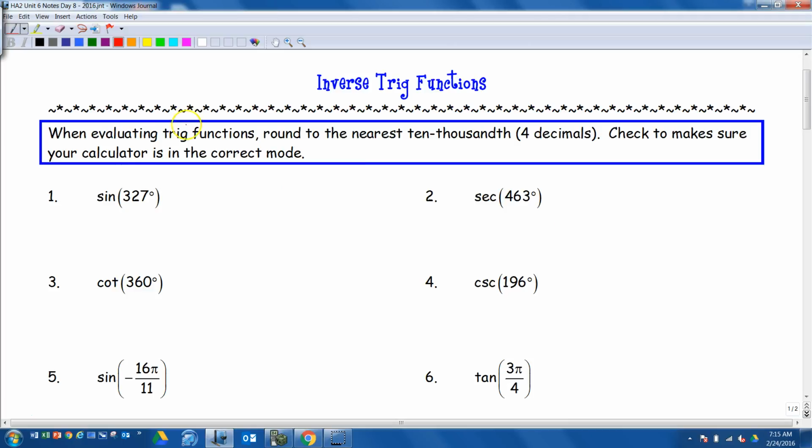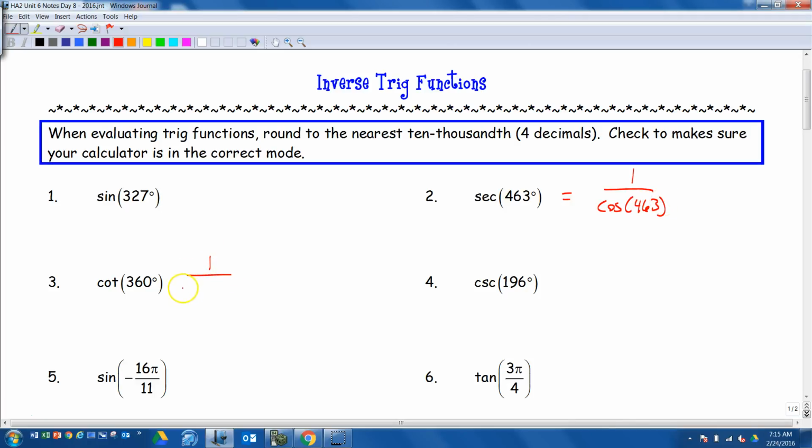But first, number 1 you can just type in. But 2, 3, and 4 we don't have buttons on our calculator for those. So before we can type them in, I'm going to rewrite them. Secant is the same thing as the reciprocal of cosine. So in our calculator, we're going to type in 1 over cosine of 463.